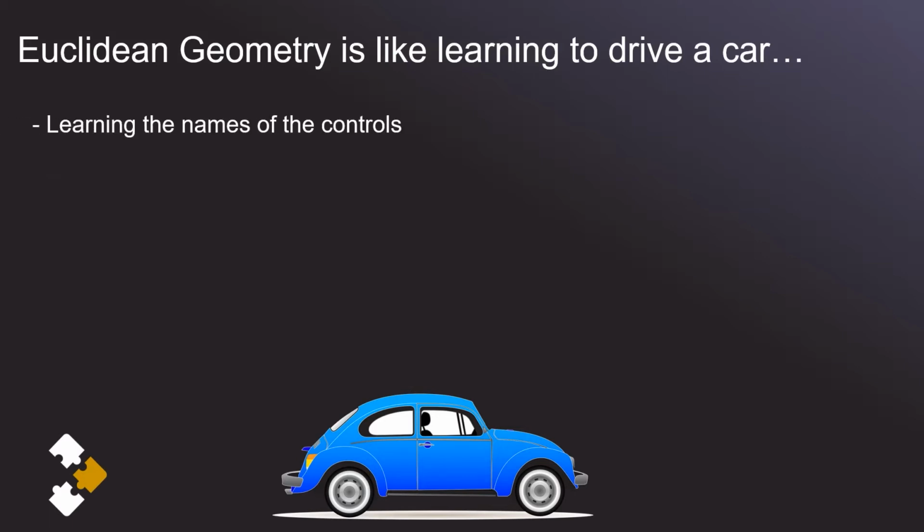So the first thing you're probably going to want to do is to learn the names of the controls and what those things do. So you've got steering wheels, you've got a brake pedal, you've got an accelerator, all that sort of thing, and they do different things. And then we've got to learn how these controls work together. So we might know that in order to change gears, we have to depress the clutch.